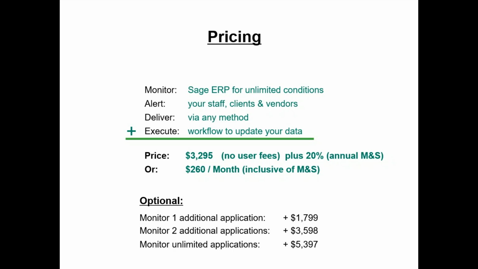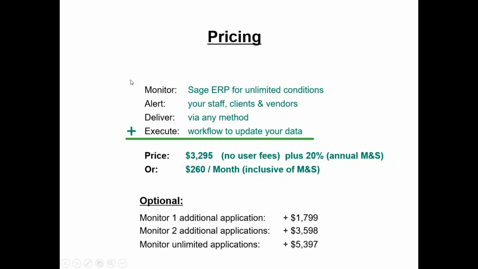Okay, so starting off up at the top of this slide, let's say that you'd like to begin by using Alerts and Workflow to monitor your Sage ERP application for an unlimited number of business conditions. Now, a very important note here for some of you who might be in a Sage 100 multi-company environment. It doesn't matter how many companies you have within Sage 100. Alerts and Workflow is licensed not by database, not by company, but by number of applications that it's monitoring. Sage ERP, whether it's 100, 300, 500, or even X3, counts as one application.